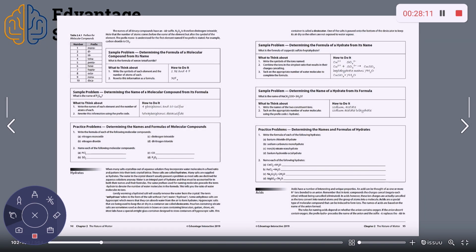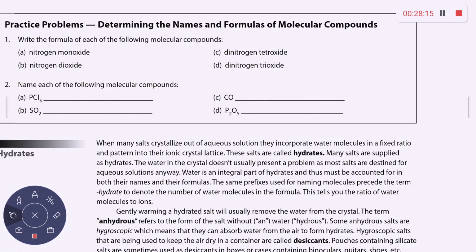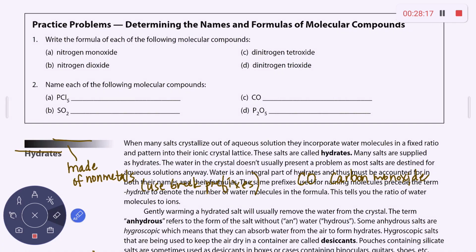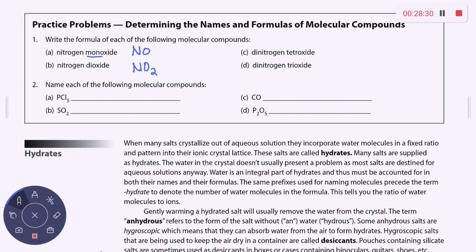let's go here to these practice problems. So here it says, write the formula of the following molecular compounds. Let's change this to a better color. Nitrogen monoxide. This would just be NO. And the mono is here because it's 1 oxygen. Okay? Nitrogen dioxide would be NO2.